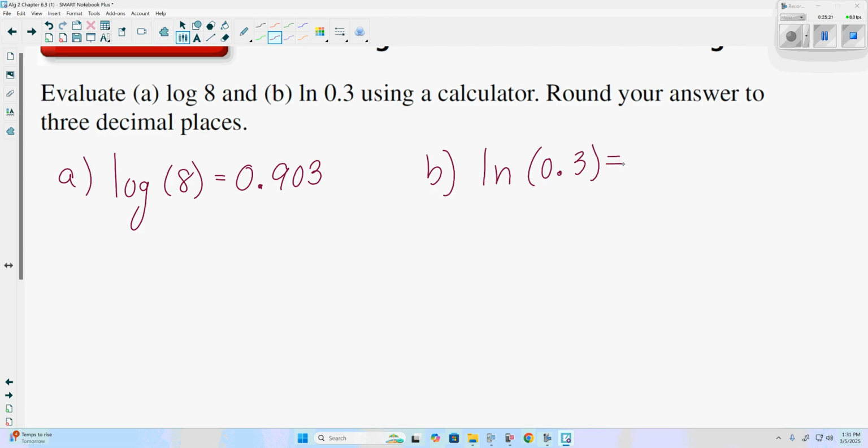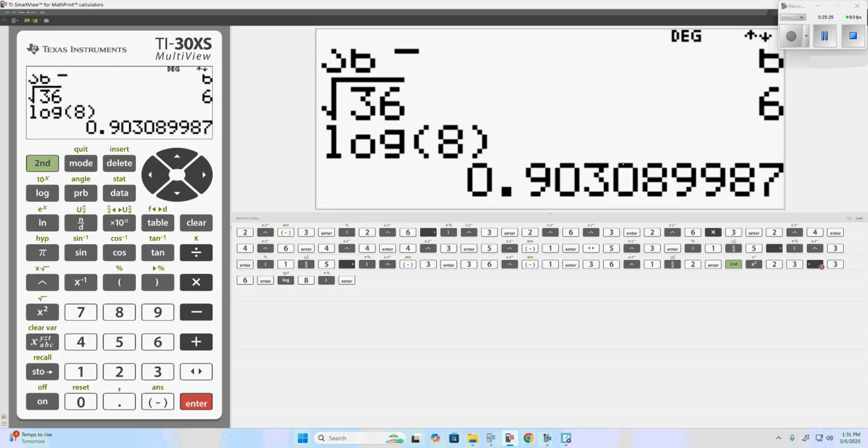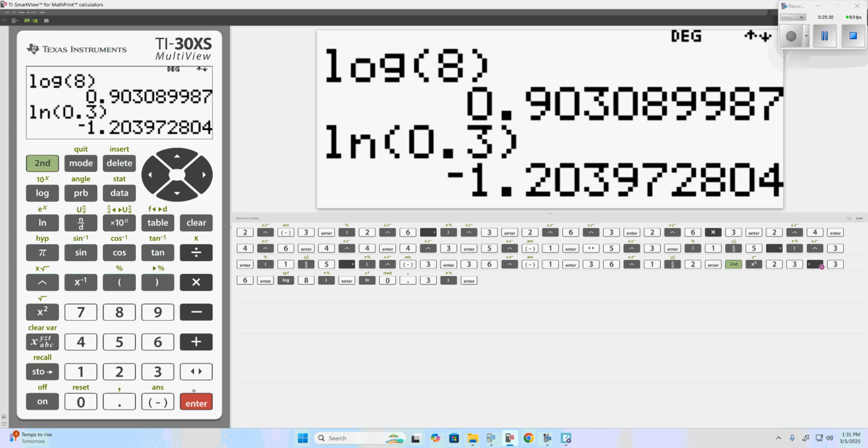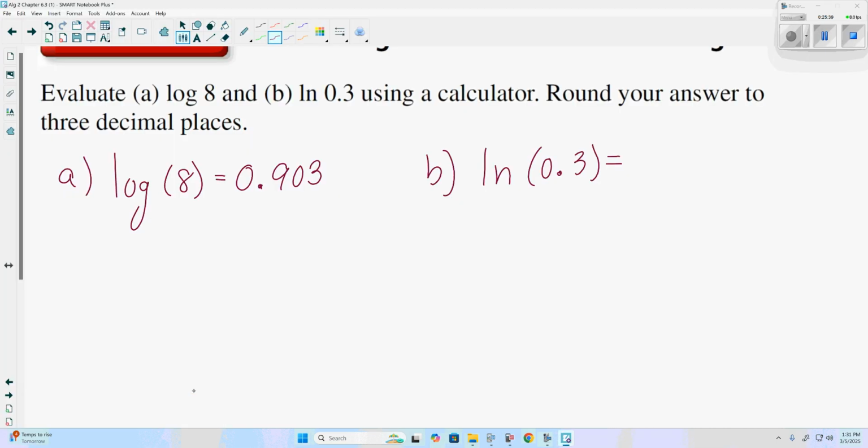Part B wants the natural log of 0.3. Natural log of 0.3 is negative 1.203972804. So 3 decimal places would be negative 1.204. Since the number after the 3 was bigger than 5, we round up. Questions on these here?